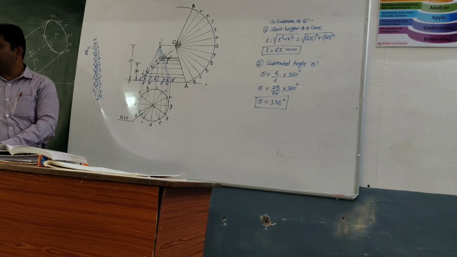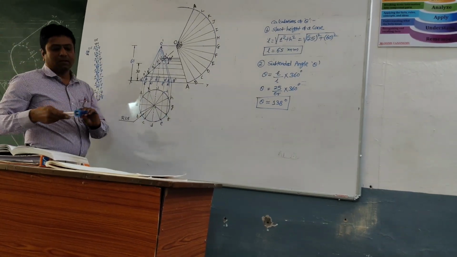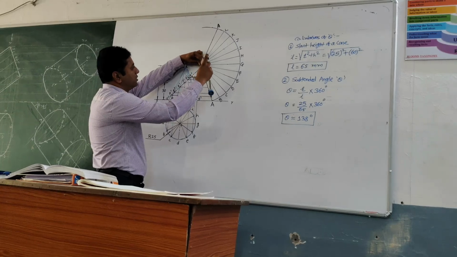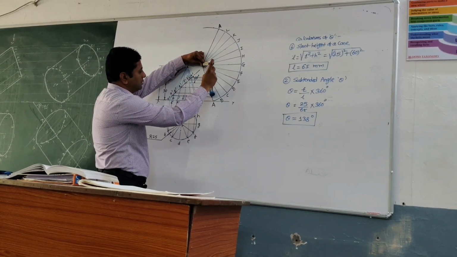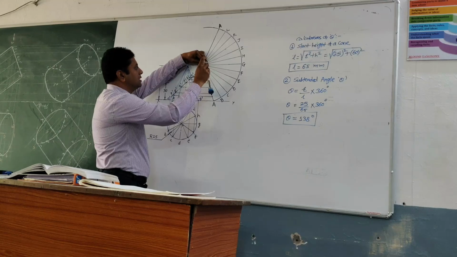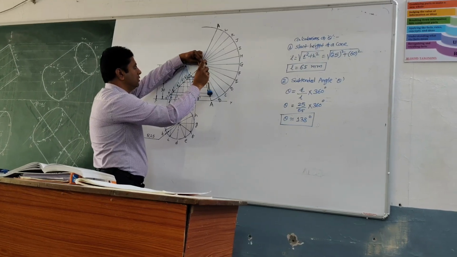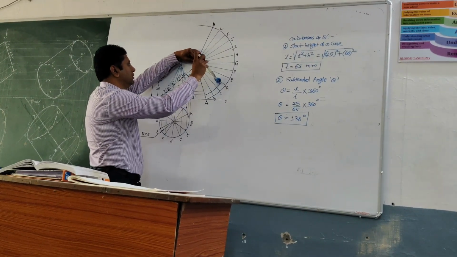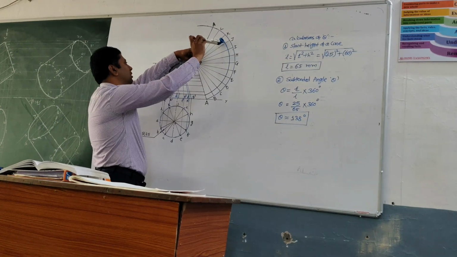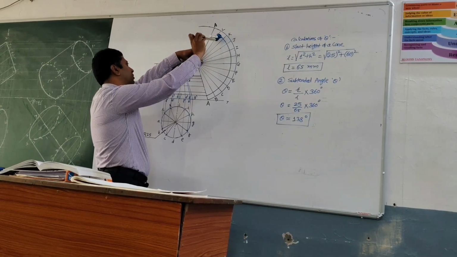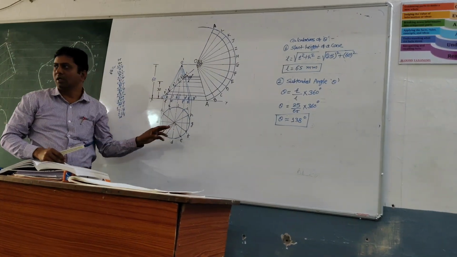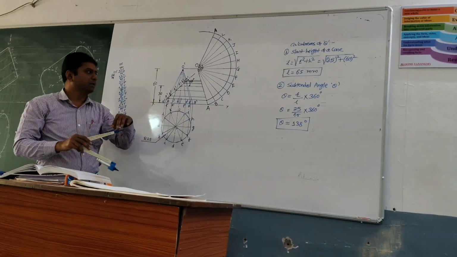Then take the compass, take the distance in the compass from O dash to the line coming from P dash. This line, first line. Correct? With center pole, draw an arc up to the point.